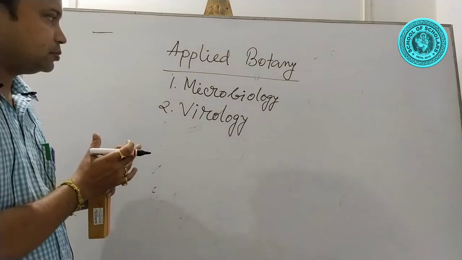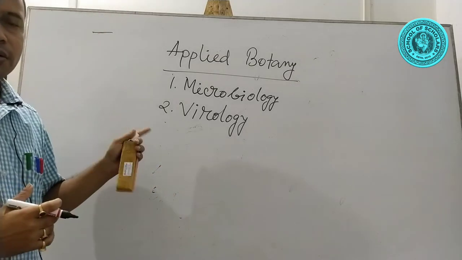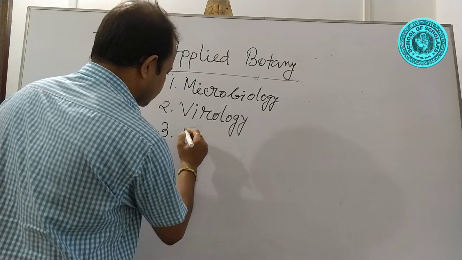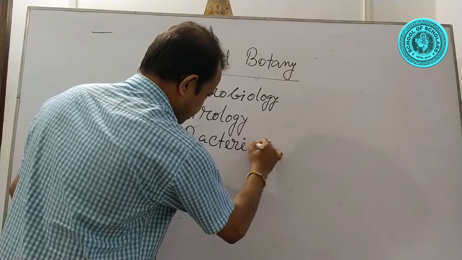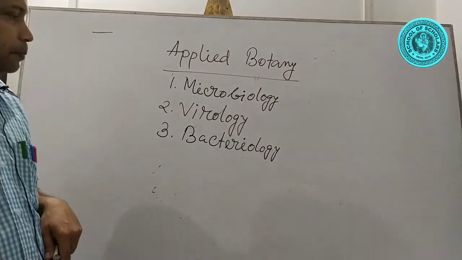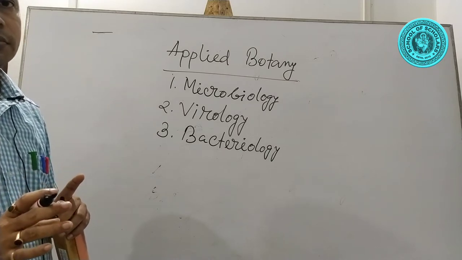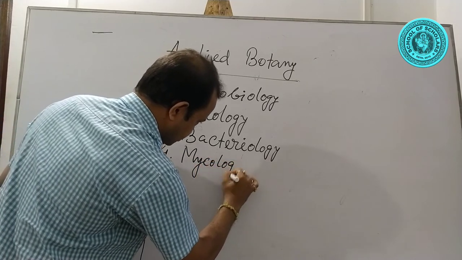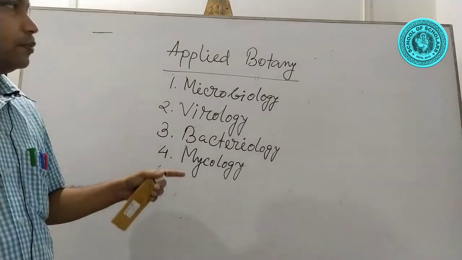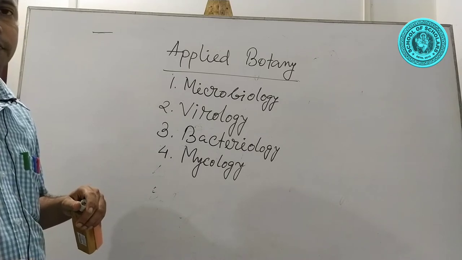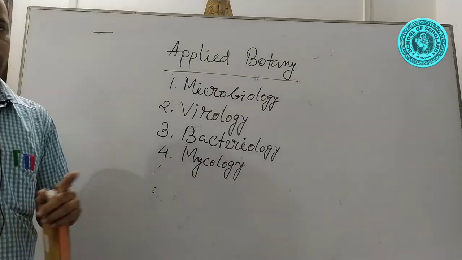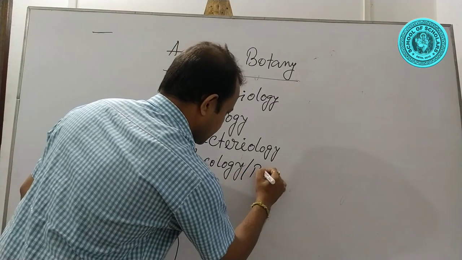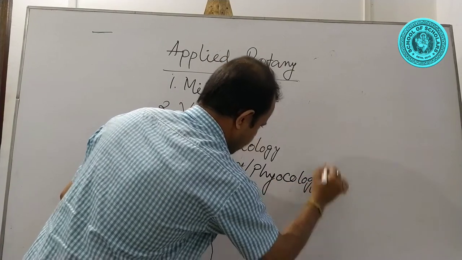Next you see virology. This is a specific branch of microbiology. Virology means study of virus, all kinds of virus. Next, bacteriology. Bacteriology is the study of all kinds of bacteria. Next one is mycology. Mycology is the branch of applied botany which deals with the study of fungus. Fungus is the singular form, fungi is the plural form. Or it is otherwise called phycology also.